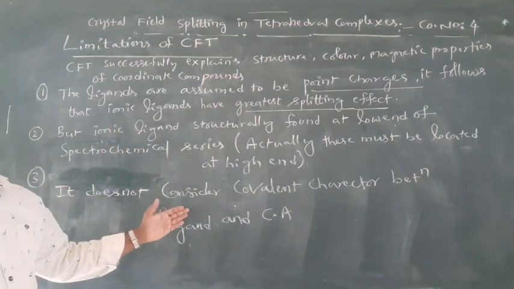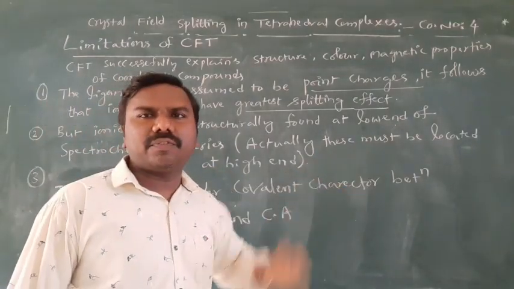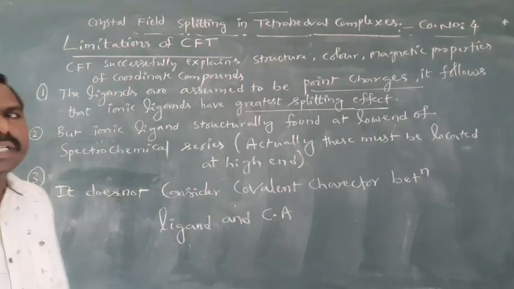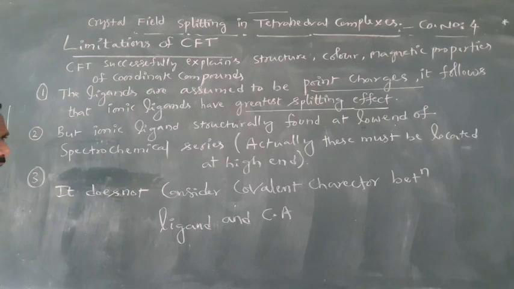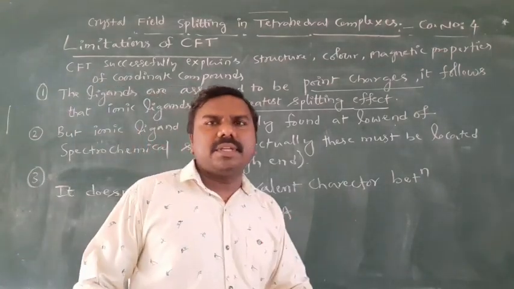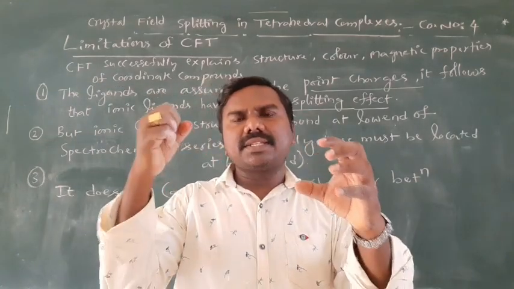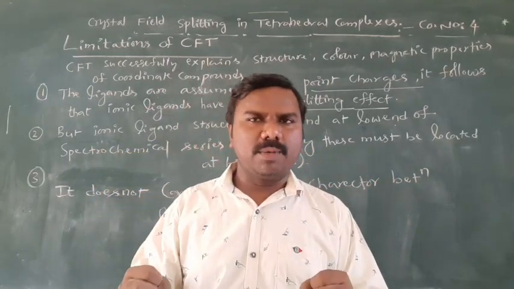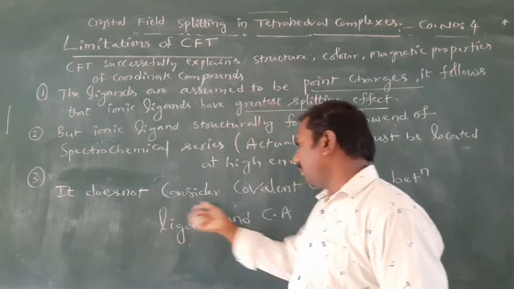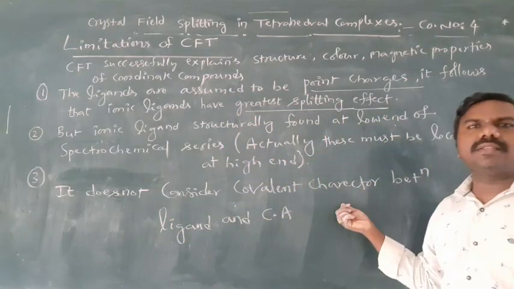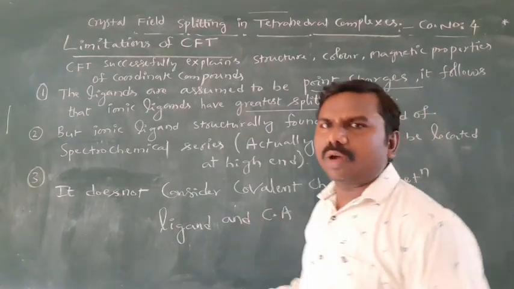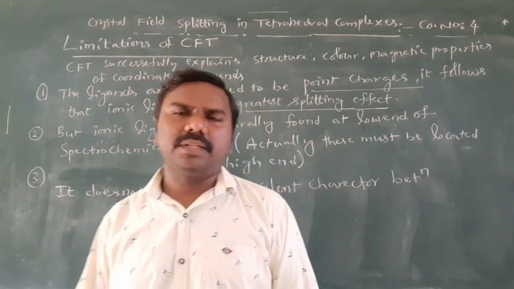It does not consider the covalent character of the bond between the central metal atom and the ligand. It means as per CFT, the bond between the ligand and central atom is assumed as an ionic bond, electrovalent bond, but not a covalent bond. But practically it is a covalent bond, not an ionic bond. These are the drawbacks of CFT.